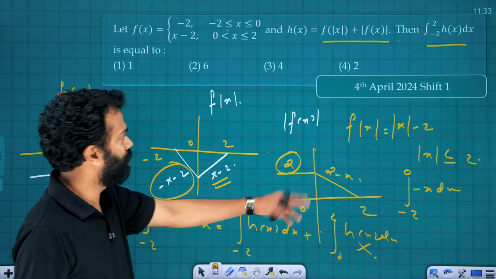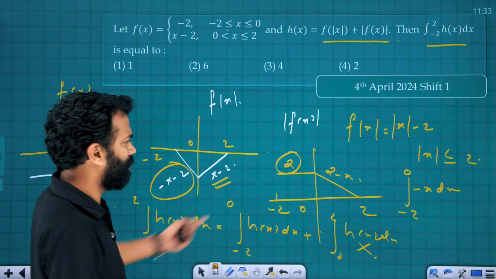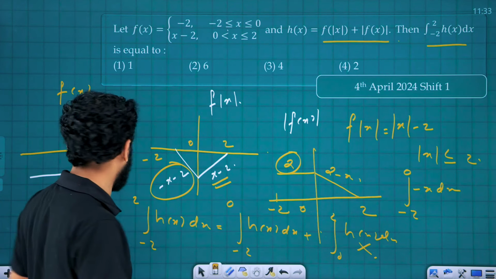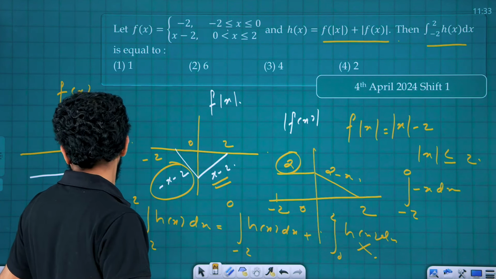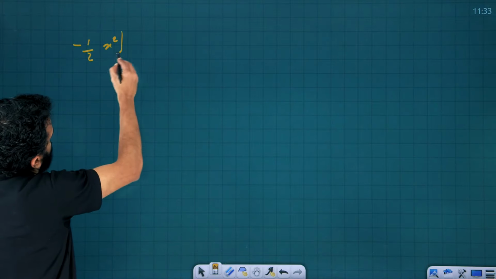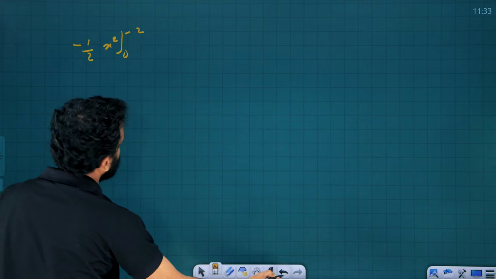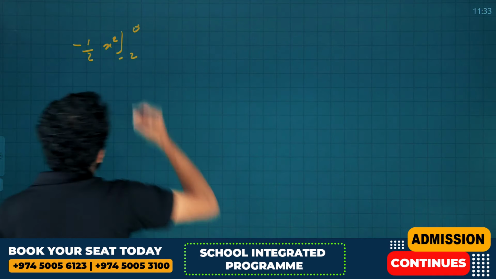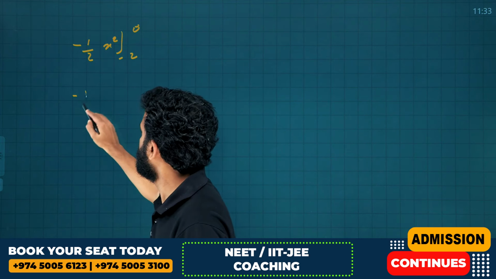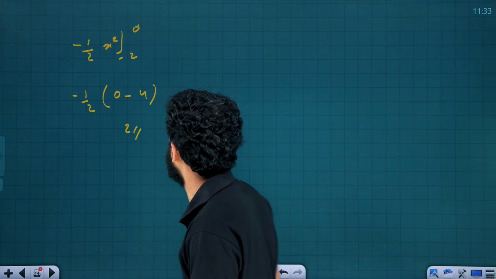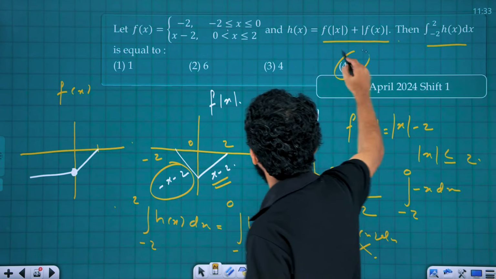I think it's easy. Next, either we can go for the graphical method or just integrate it. You will get the same answer. It will be minus x square by 2, that is minus 1 by 2 into x square, from minus 2 to 0. So, what is the final answer? Minus 1 by 2 into 0 minus 4, that is 2 is the final answer. So, the fourth one is the correct answer.